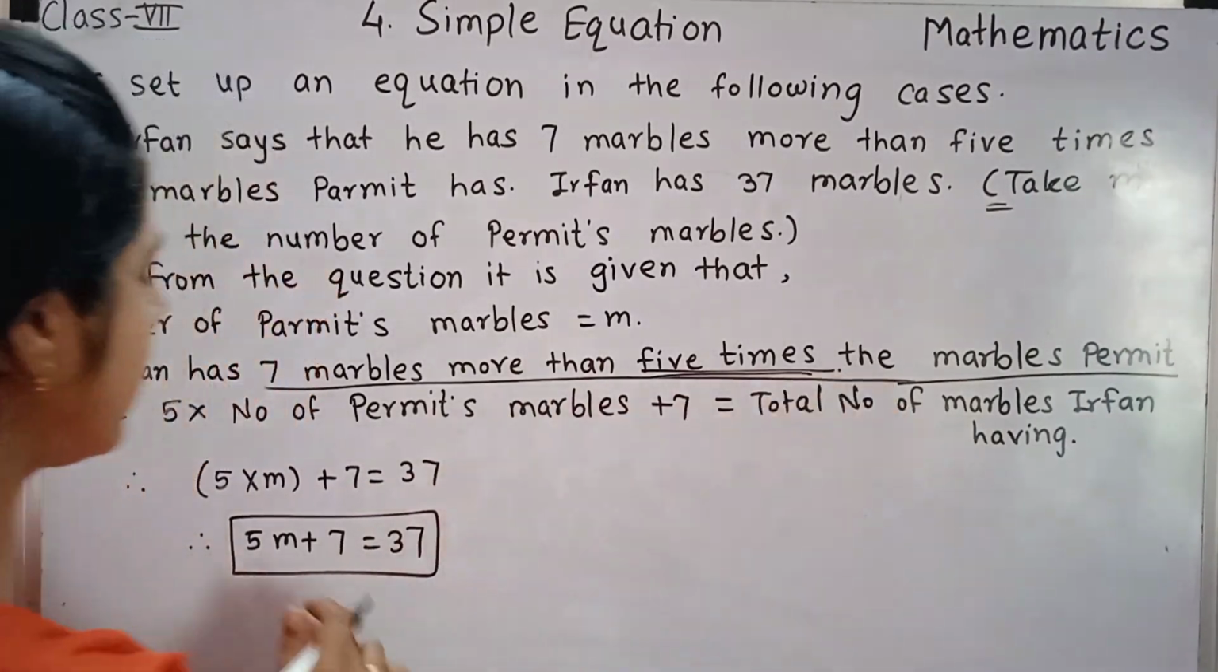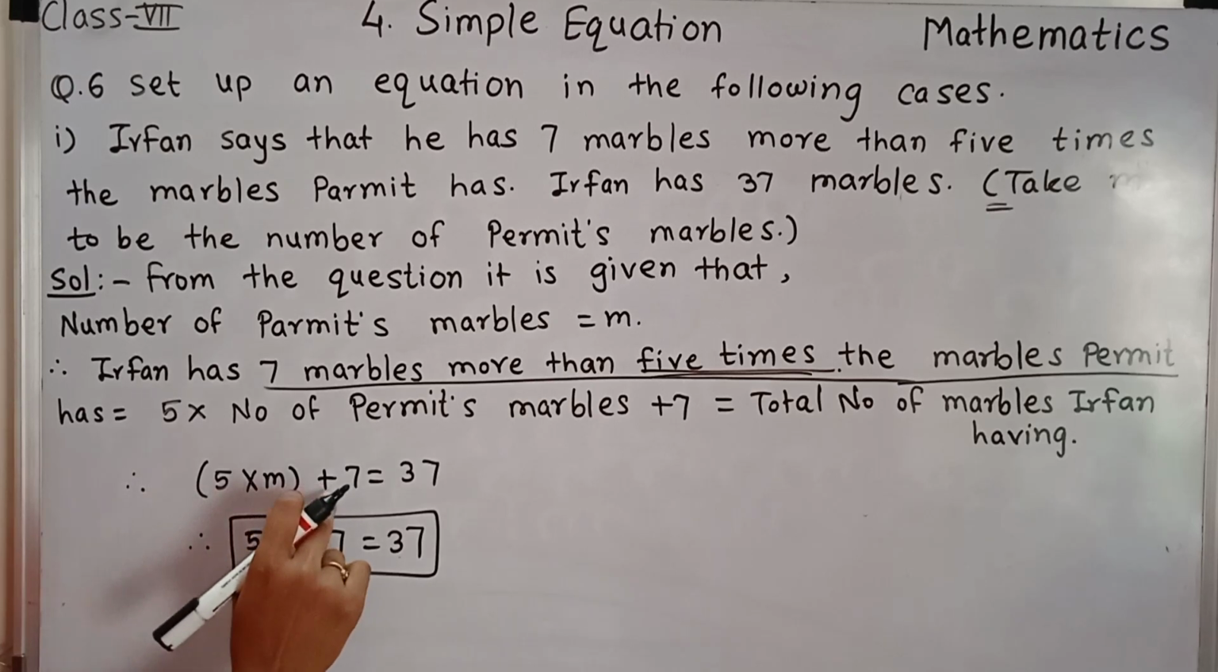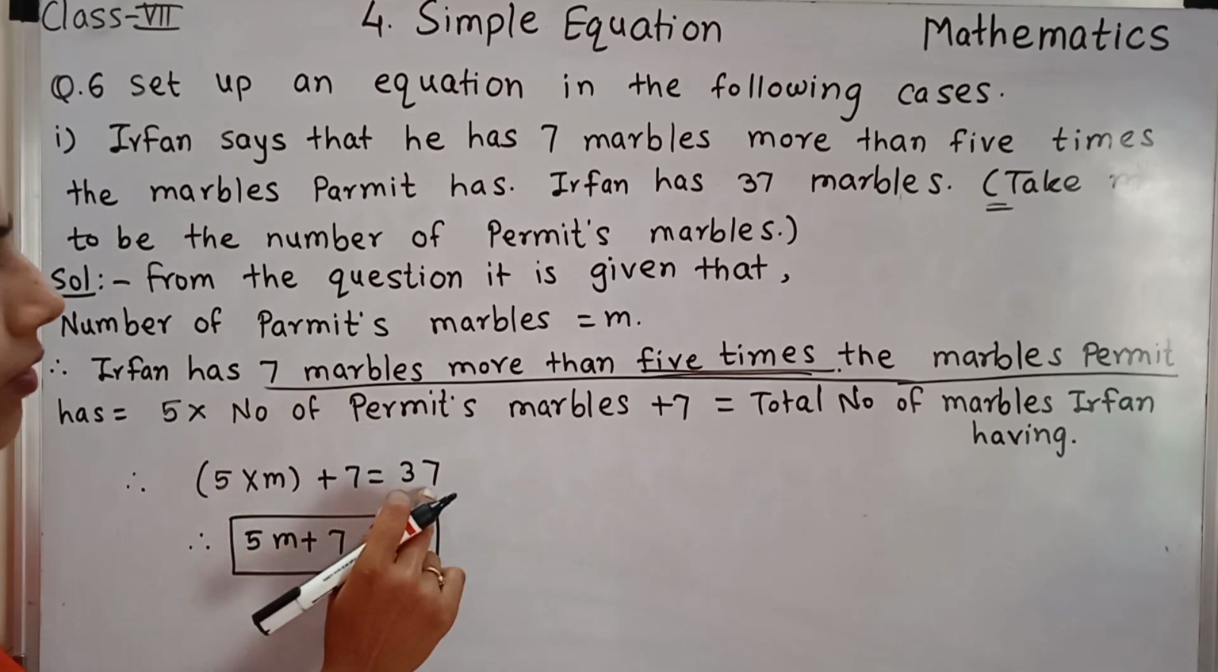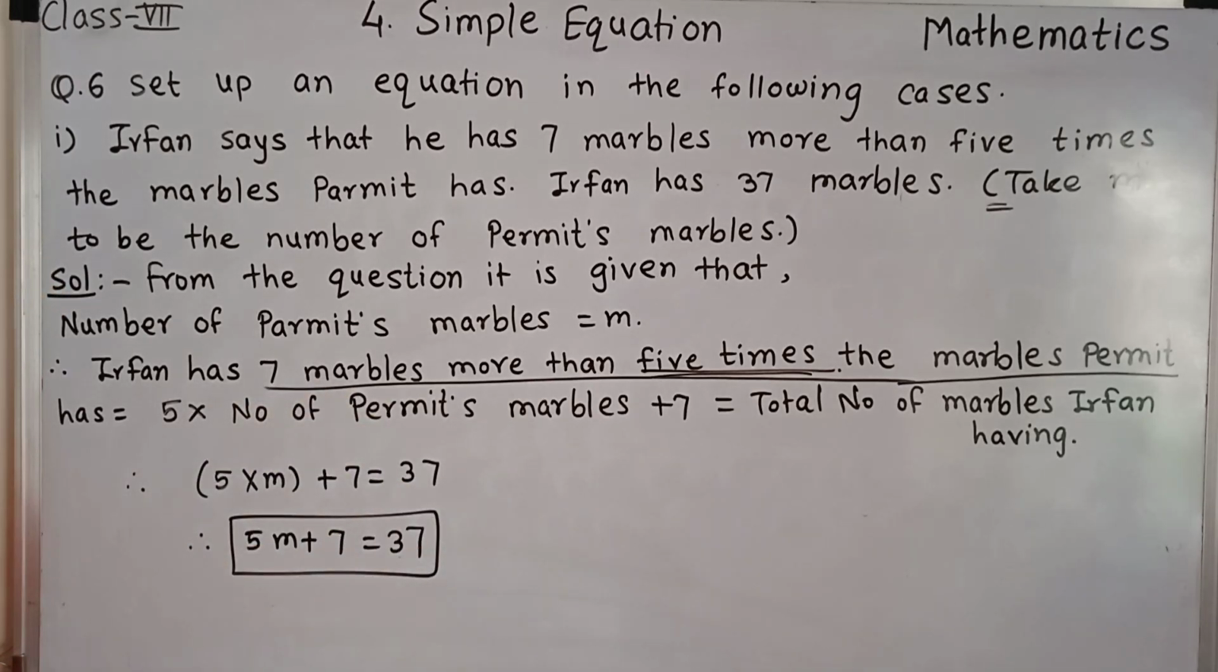Yes, what will we do with m? We will multiply it by 5 and we added 7. So we got the marbles Irfan is having. So the equation will be what? 5m plus 7 equal to 37. This is our equation. So whenever you get the answer, always highlight your equation. Okay. So this is the answer. Now moving to the next example, that is example number 2.